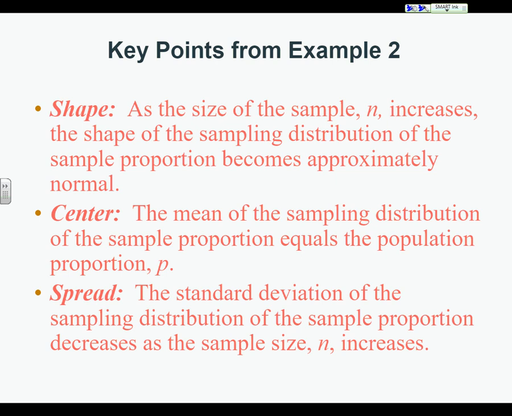The center: the mean of the sampling distribution of the proportion is going to be the population proportion. So I expect it to be 42%, and it still came out to be 42%. And then the spread: notice that on all those histograms that I made, the spread got closer and closer together. It decreased as my n increased.